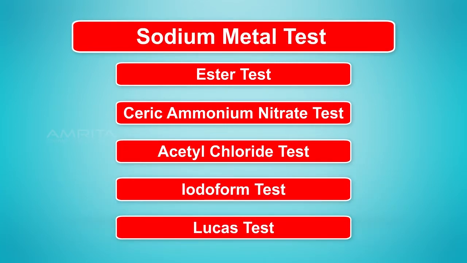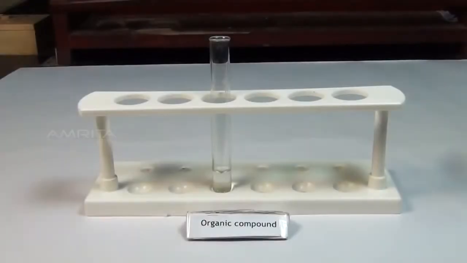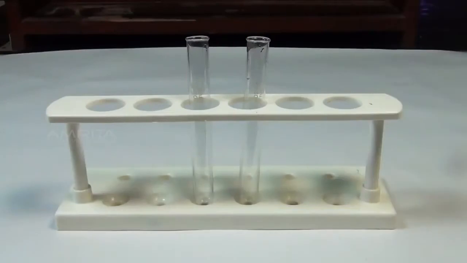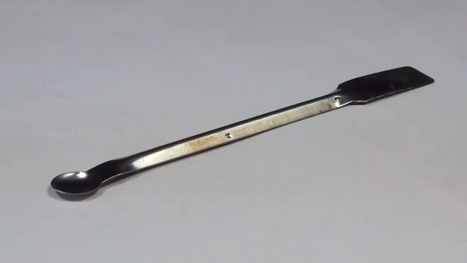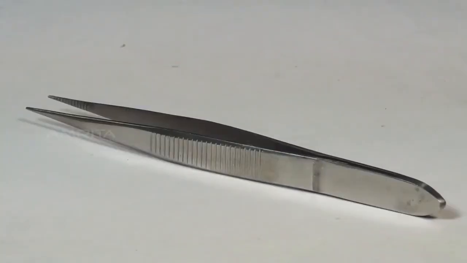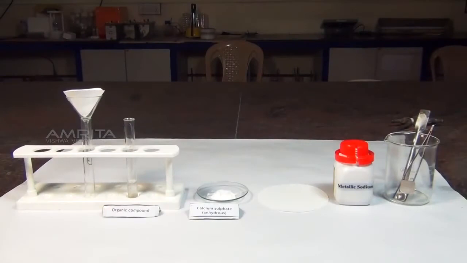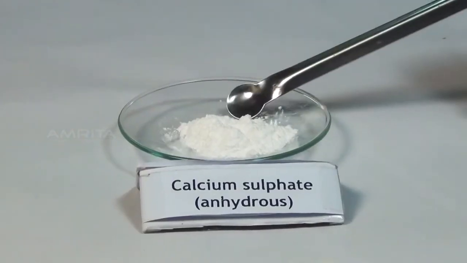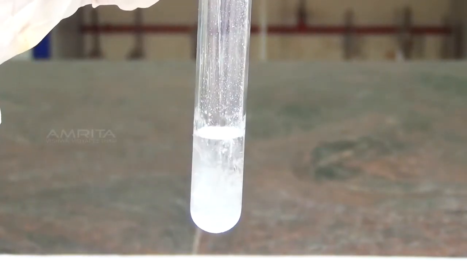Sodium metal test. Materials required: organic compound, anhydrous calcium sulfate, sodium metal, test tubes, funnel, filter papers, spatula and forceps. Procedure: take a small quantity of organic compound in a test tube. To this, add a small quantity of anhydrous calcium sulfate using a spatula.